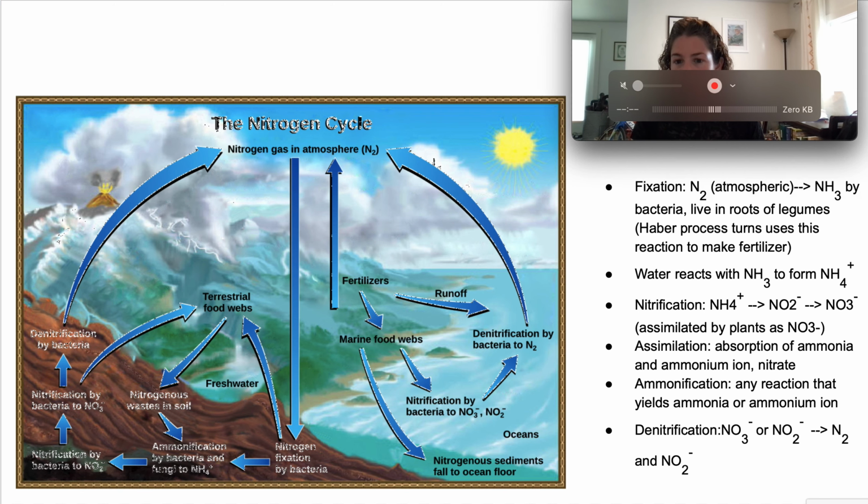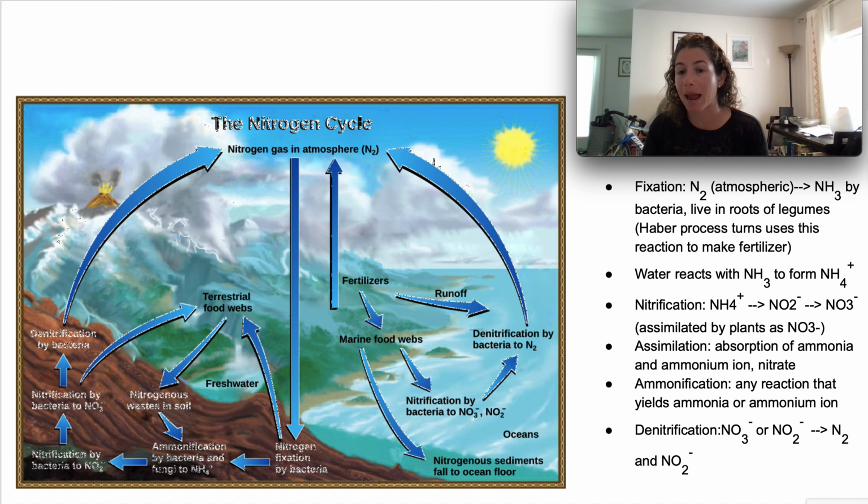And how we do it is through fixation. So there are certain bacteria, a lot of them live in the roots of legumes like beans, and they're able to take atmospheric nitrogen and fix it into NH3, that's ammonia, which is more easily able to be absorbed by plants. So plants can't use N2 because of those triple bonds, but they can use NH3, they can use ammonia. So we have these bacteria that are able to take atmospheric nitrogen, take that N2, break those triple bonds, and then release it as ammonia, as NH3, and then plants are able to use it.